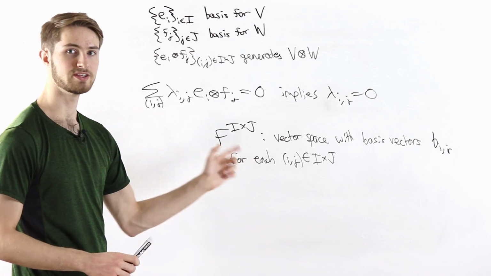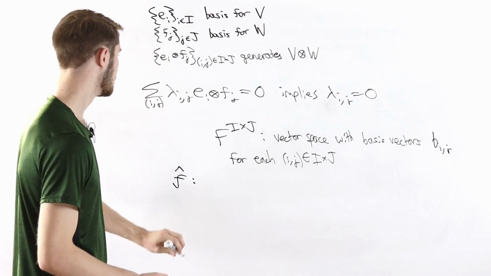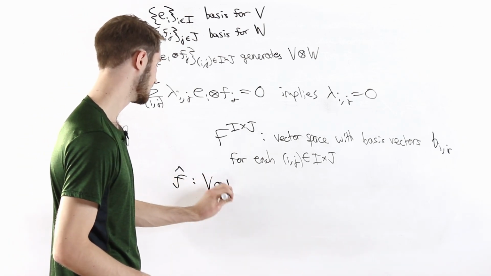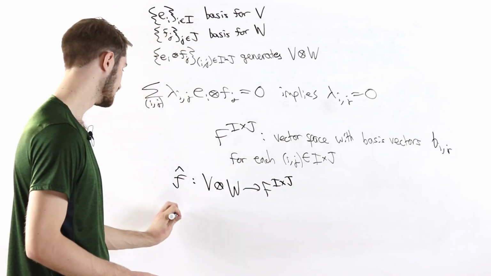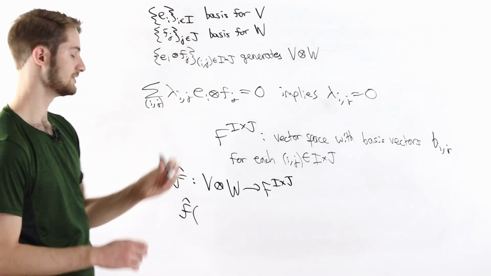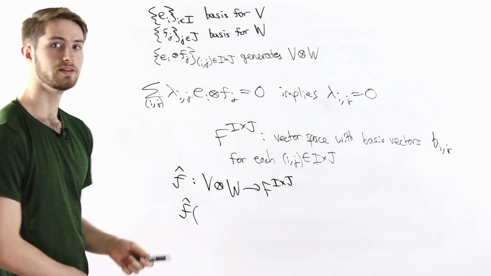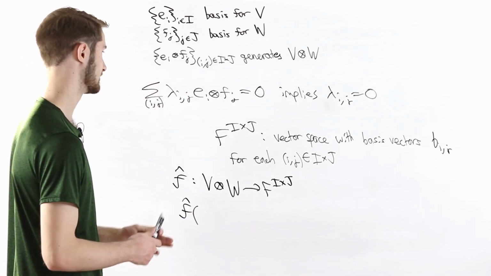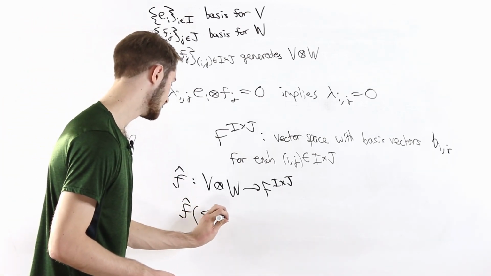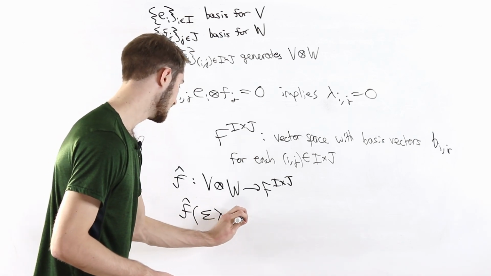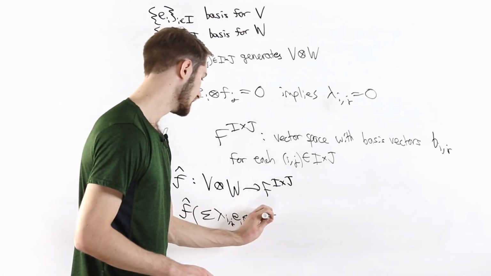So with this vector space F to the I cross J, what I want to do is define a function f hat that goes from the tensor product V tensor W into F to the I cross J. And we'll define it like this. So we want to take f hat of some element of the tensor product. But we know that these pure tensors, e_i tensor f_j, generate the tensor product V tensor W. So we can write any element of the tensor product as a finite linear combination of some lambda_ij, e_i tensor f_j.